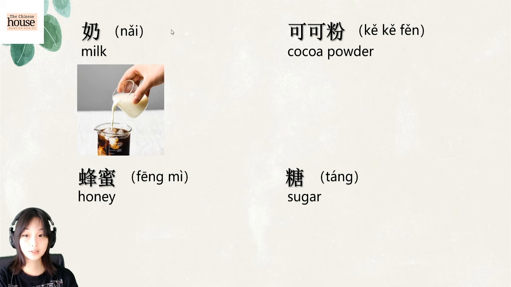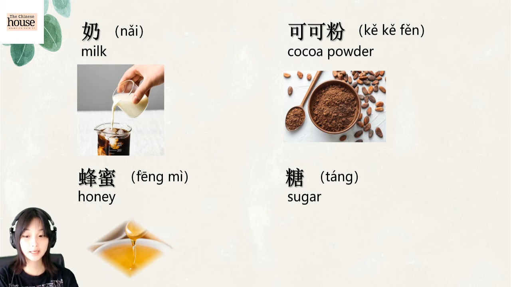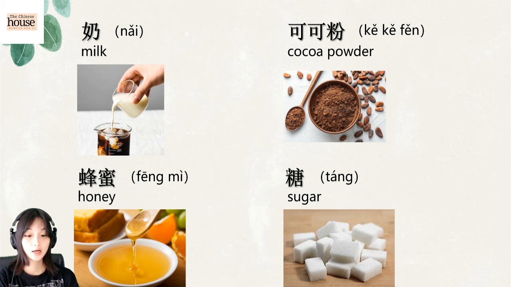And then milk, 奶, third tone. We have learned this before. And cocoa powder, 可可粉. You should pronounce two of them in second tone because both of them have a third tone after it. 可可粉. Honey, 蜂蜜. And then sugar, 糖. Not tan, 糖, second tone.